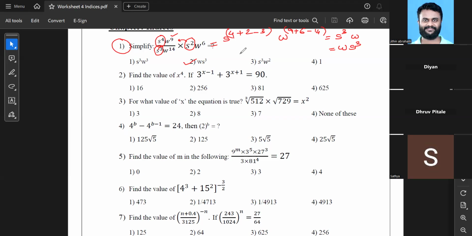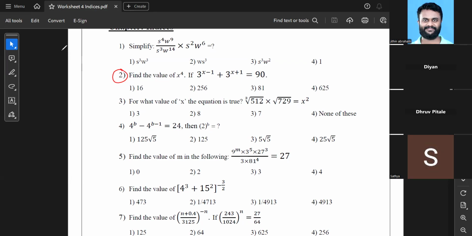Okay, let's proceed further. Find the value of x raised to 4, where 3 raised to x minus 1 plus 3 raised to x plus 1 equals 90. Since everything is raised to 3, let's try to see whether I can convert this number 90 into 3 raised to something.